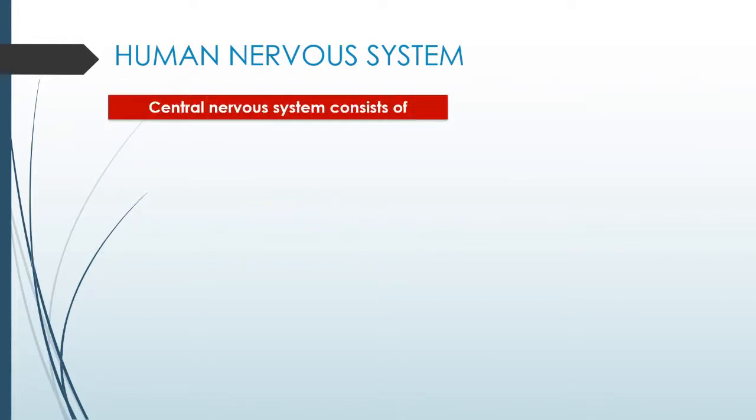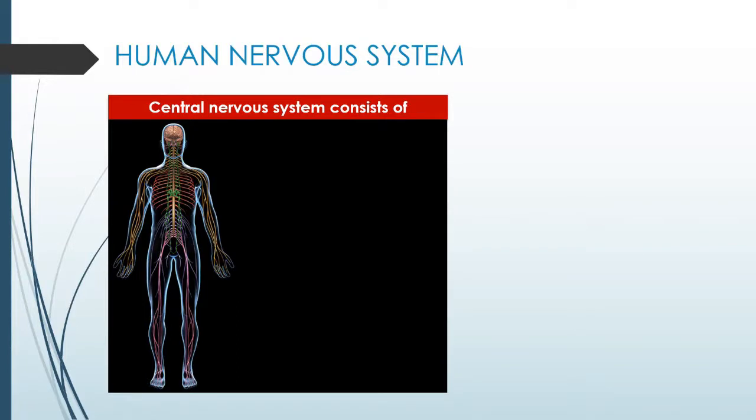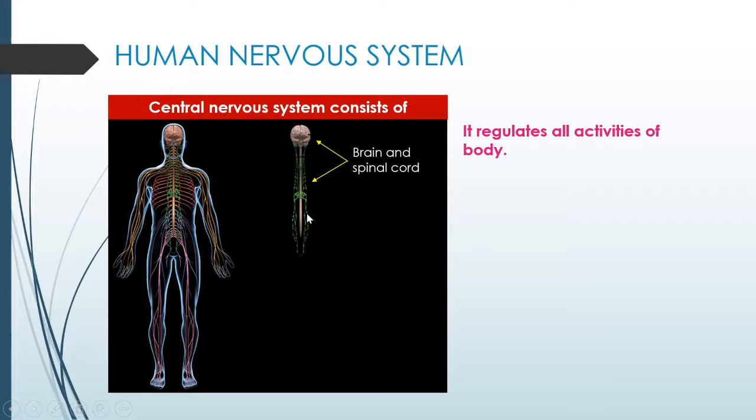Now let's look at each one of them separately. The central nervous system consists of the brain and the spinal cord. This is your brain and this is your spinal cord. It regulates all activities of the body.